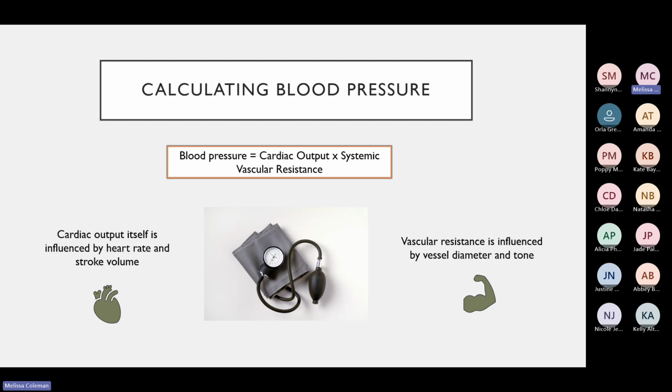We can express blood pressure using this formula: blood pressure equals cardiac output times systemic vascular resistance. Cardiac output itself is influenced by the heart rate and stroke volume of the heart, and vascular resistance is influenced by our vessel diameter and the tone of the vessel. Understanding what blood pressure actually is will guide how we treat hypotension and whether it's more appropriate to give fluids, adjust anesthetic depth, or reach for our vasopressors, which Mel will go through in the next talk.